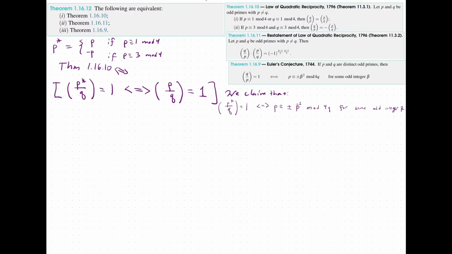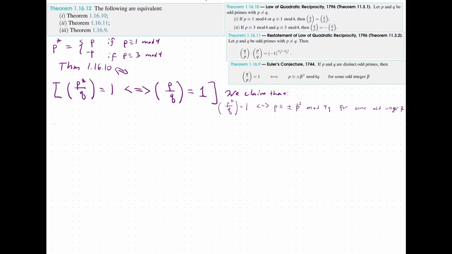So I've gone ahead and just wrote down what we have. So we have our definition for P star. And we know that theorem 1.16.10 is equivalent to this statement here. And so where we left off is that we claim this here. If we show that P star on Q is equal to 1 if and only if P is congruent to plus or minus beta squared mod 4Q for some odd integer beta, we are done. So let's go ahead and show this.